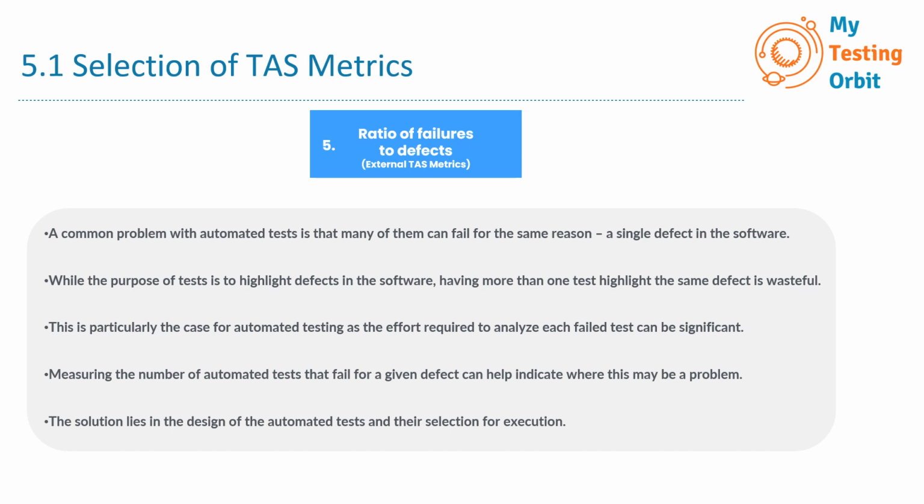And finally, we have the solution lies in the design of the automated test and their selection for execution. So to address this problem, you could redesign your test to be more targeted and selective. Instead of having several redundant tests for checkout, you might have one comprehensive test that covers all scenarios. This streamlines testing efforts and it reduces redundancy, making the testing process more efficient.